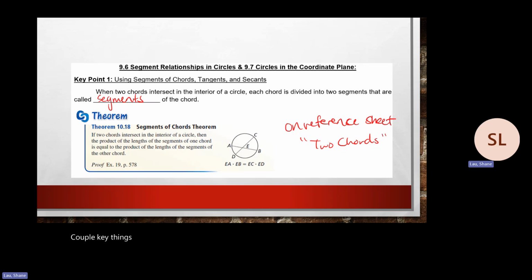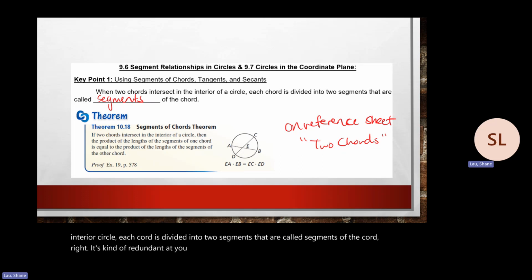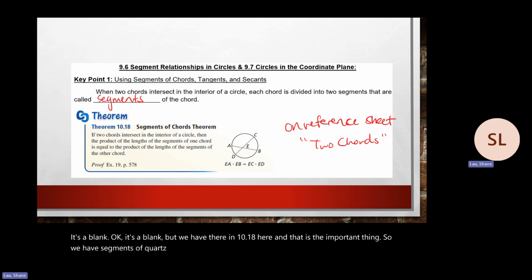First key point here is that when two chords intersect in the interior of a circle, each chord is divided into two segments that are called segments of the chord, right? It's kind of redundant, whatever. But we have Theorem 10.18 here, and that is the important thing. So we have the segments of chords theorem, and really this is just on the reference sheet.